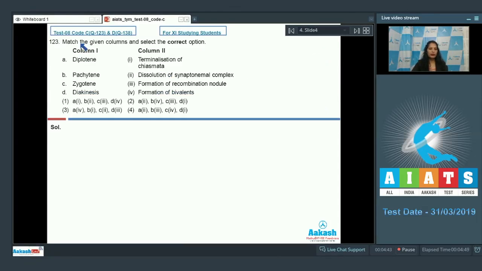Question number 123. Match the given columns and select the correct option. In column 1, there are substages of the prophase 1, which is a stage of meiosis 1. And in column 2, there are some events which take place in these stages.